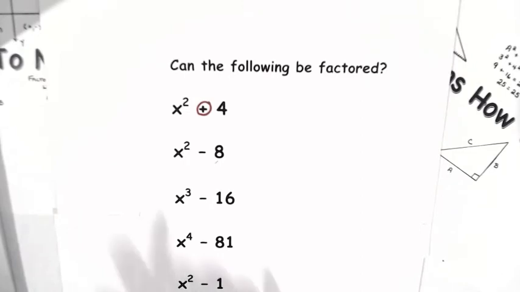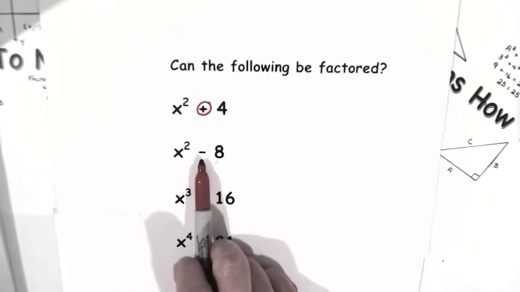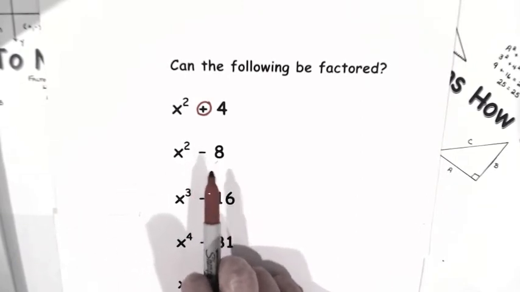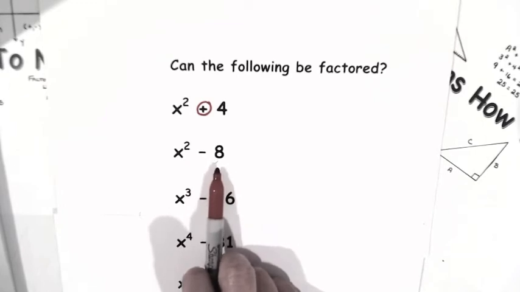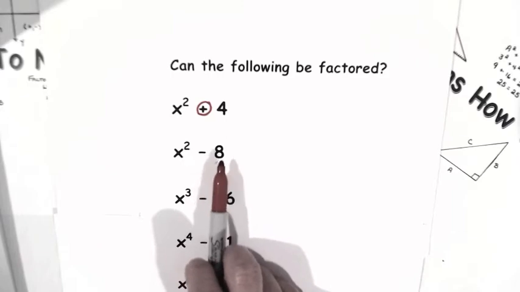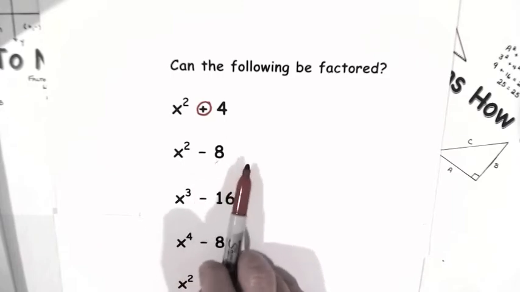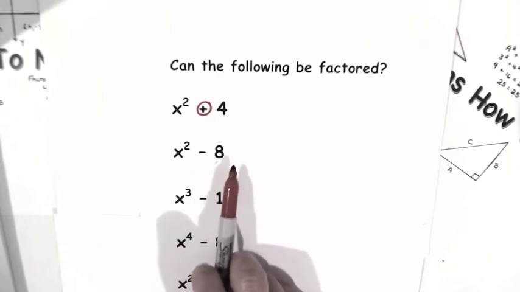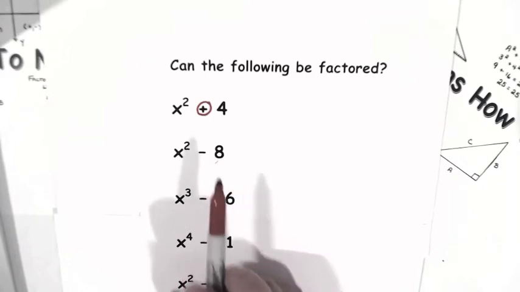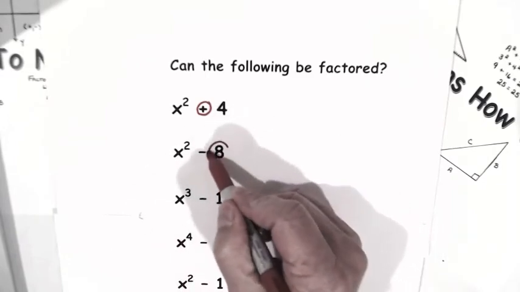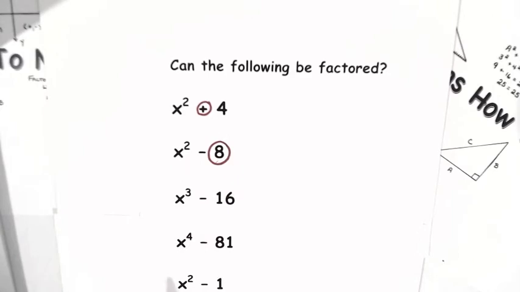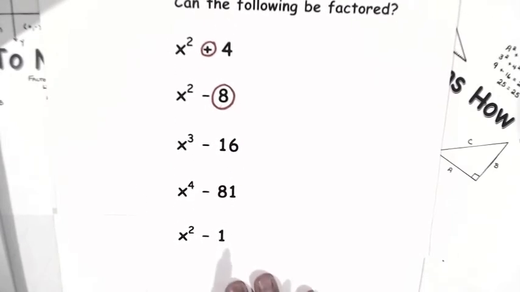I'll look at the next one. Well, this next one has a minus sign. However, this one cannot be factored. The reason why, this 8, you cannot take the square root of 8. There are no two numbers that are exactly the same that multiply together to give you 8. So the reason this one can't is because 8 is not a perfect square. Let's look at the next one.